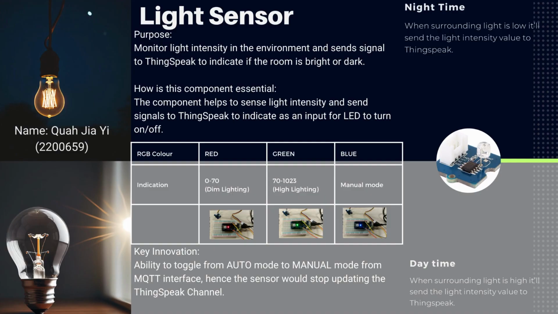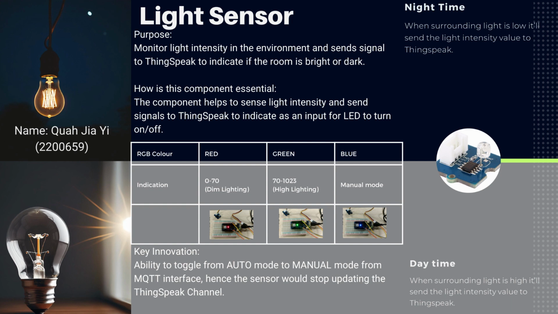The purpose of the light sensor is to measure the light intensity in the environment and send a low or high signal to ThingSpeak to indicate if the room is bright or dark. This component is essential to the project as it uses the light sensor bulb as a sort of light-dependent resistor and sends input of light intensity for the LED to turn on or off. The MKR board would indicate red for dim lighting and green for high lighting. If toggled to manual mode, it will be blue.